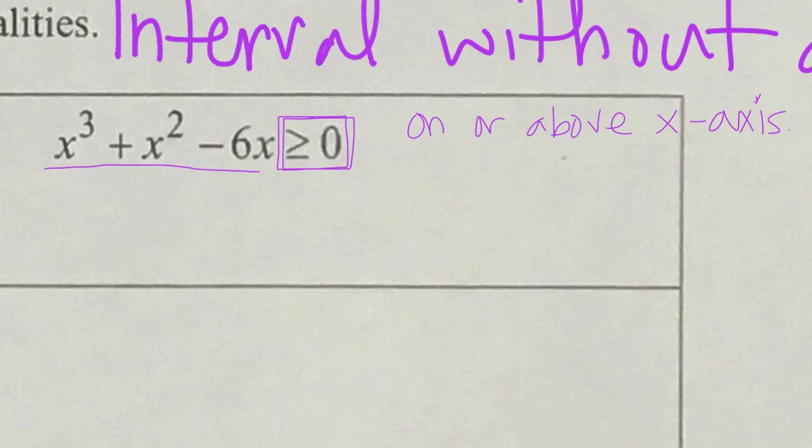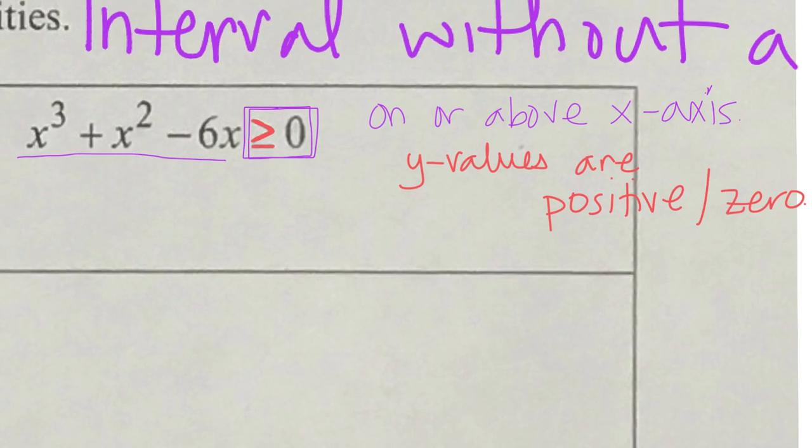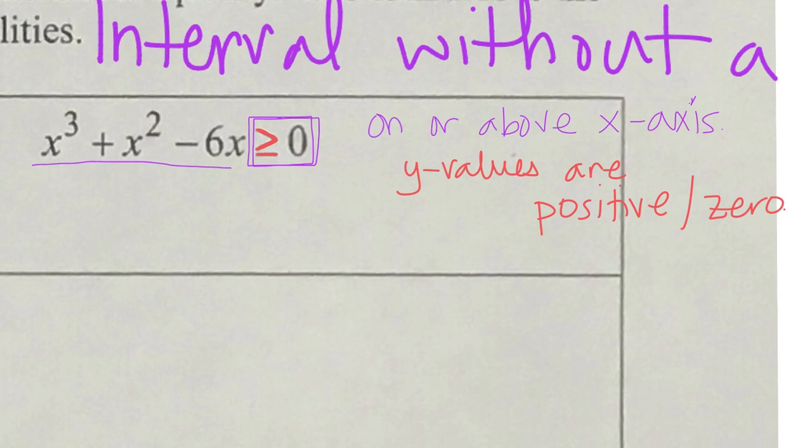So let's talk about the y values. What is the sign of the y values if our thing is positive? Right, greater than 0. What kind of signs are greater than 0? Right, above the x-axis, but what about the sign? Are they positive, are they negative, or are they something else? Positive. So we are looking for an interval where your y values are positive, or 0, right? Greater than or equal to 0. All the places where our graph, our y values, are positive.